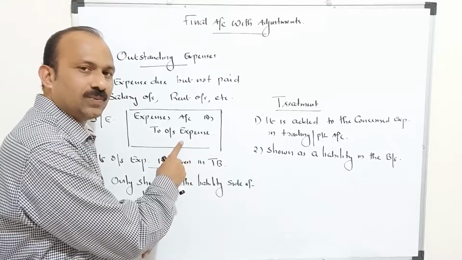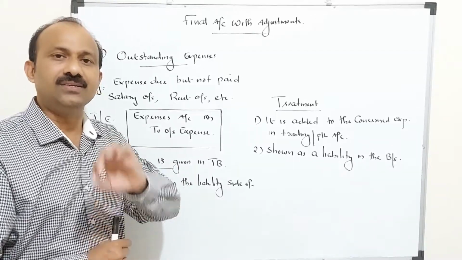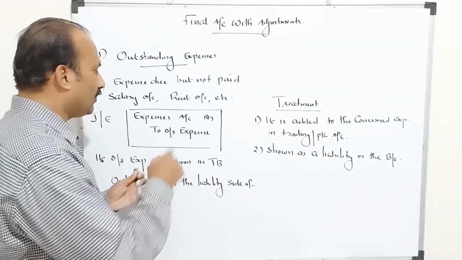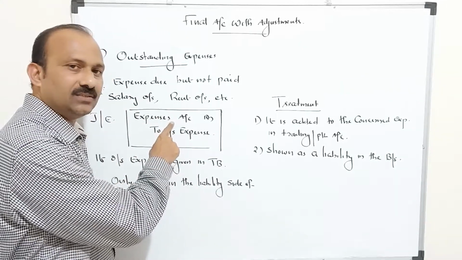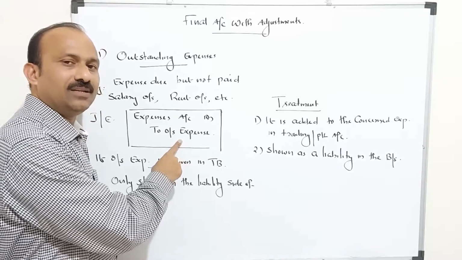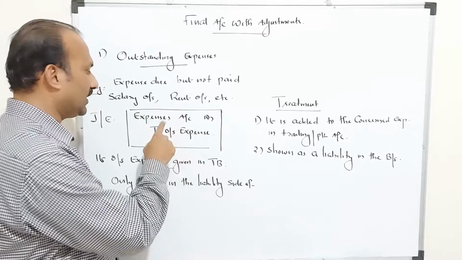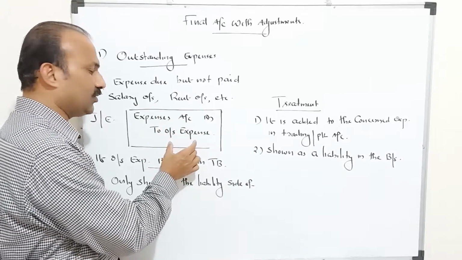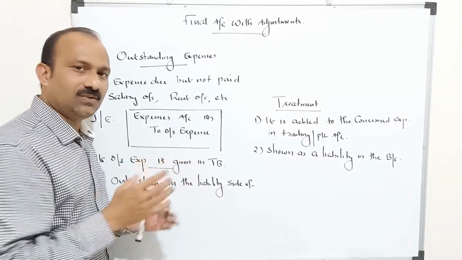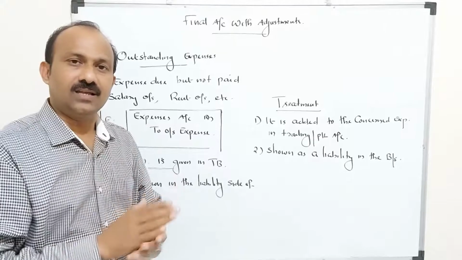Why is outstanding expense credited? Because it is a liability, not paid. All liability is always credited because liability is increasing. One point: expense is increasing, so it is debited. Second point: the expense liability is increasing, that is why the liability is credited. So generally we can say expense account debit to outstanding expenses. Now you understand why debit expense and credit outstanding salary is coming.